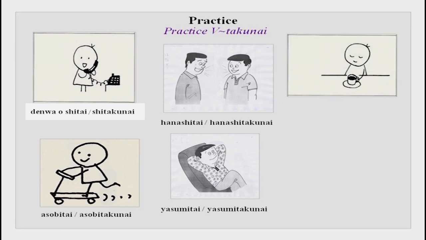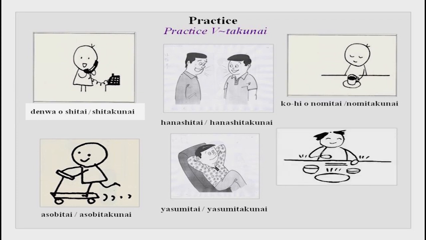Then someone is just about to have tea. Well, kohi o nomitai or nomitaku nai. And then we have someone just about to start eating. So, well, what is the verb for eating?